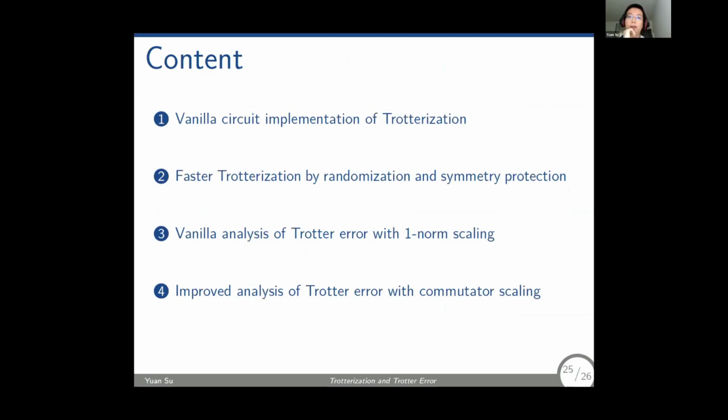Okay, so in summary, I have mostly focused on this Trotterization approach, describing some of the elementary ways that you can implement this method, and some of the ideas you can use to speed up your quantum simulation by using randomness or symmetry properties. I've discussed some possible analysis of this algorithm using either a vanilla approach or using some more properties of the Hamiltonian, that's the commutativity of the Hamiltonian.